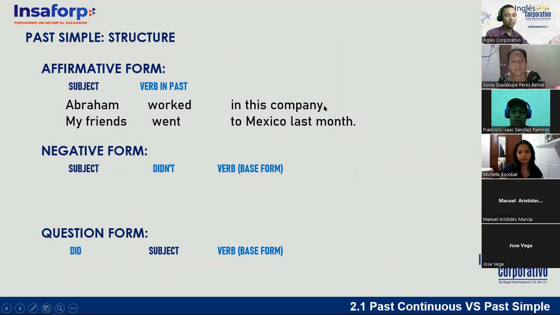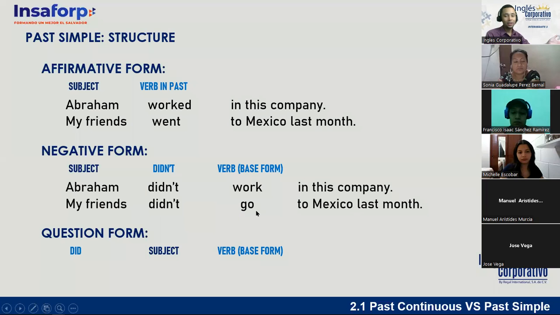So again, in the affirmative form, you use the subject and the verb in past, like Abraham worked in this company. My friends went to Mexico last month. In the negative form, you have to use the subject plus didn't, and then the verb in base form. Very careful, because in negative form, you have to use the base form of the verb. So Abraham didn't work in this company. My friends didn't go to Mexico last month.